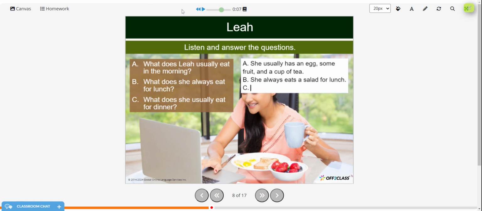And what does she usually eat for dinner? For dinner, I usually eat chicken or fish with some vegetables. So she usually eats chicken or fish with some vegetables.